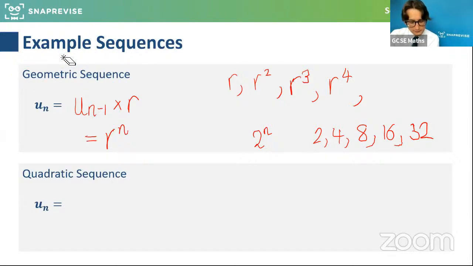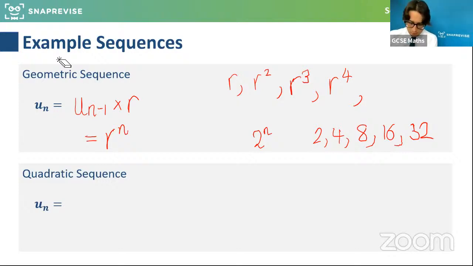So if we talk about something being arithmetic, it's additive. It's adding on a common difference or common amount. If we talk about it being geometric, it's multiplicative. So it's timesing by a common ratio or a scale factor.